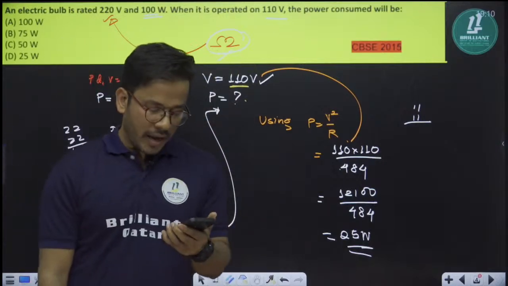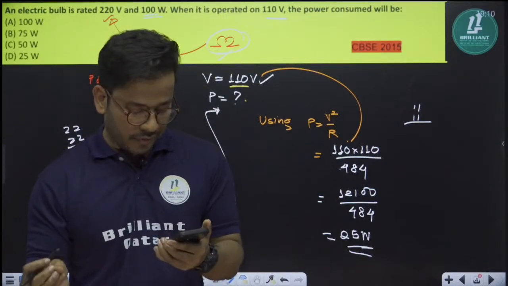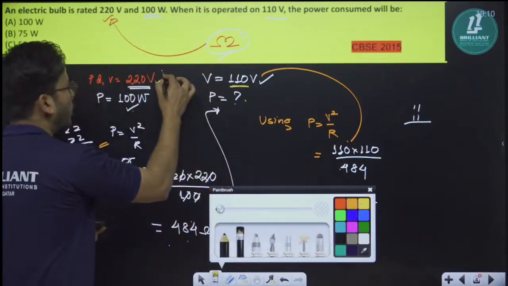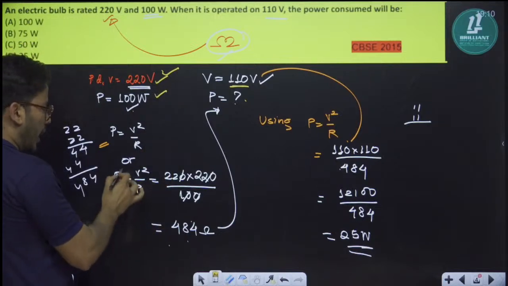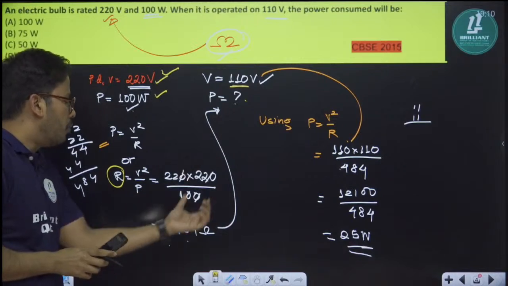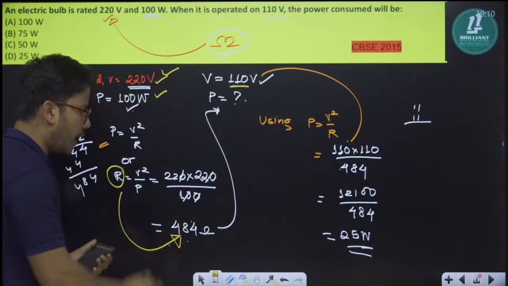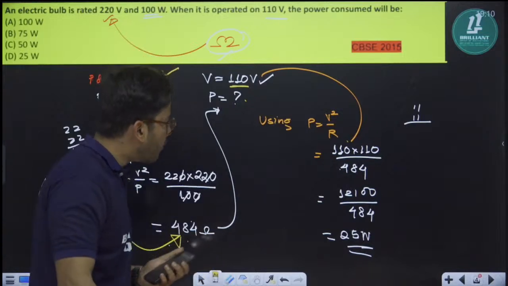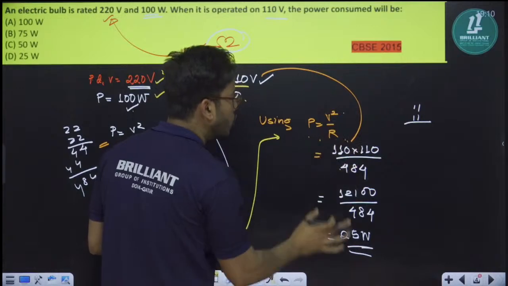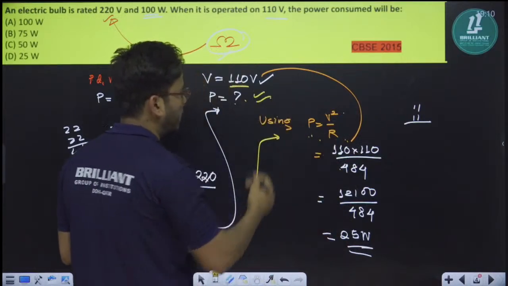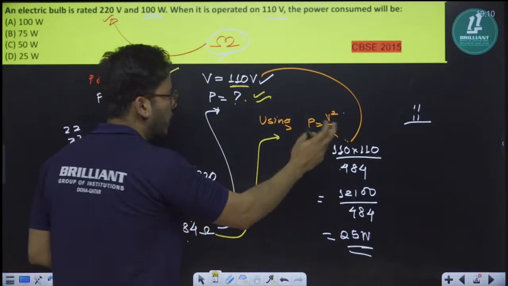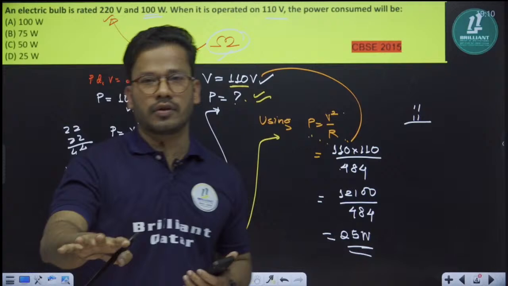All right, guys, listen to me carefully. From potential difference and power, I figured out the resistance, which is V square divided by P. I put in all the values and got 484 ohm. After that, I used the same formula, P equals V square divided by R, to find out the power. Now you're going to ask, sir, why am I using this resistance over here? Very clear answer.